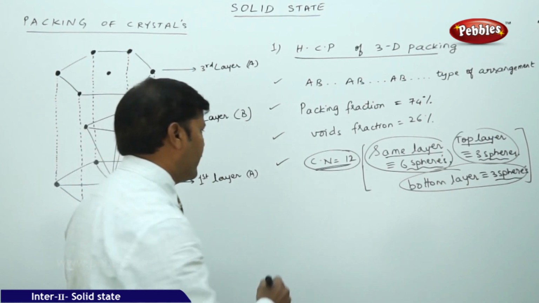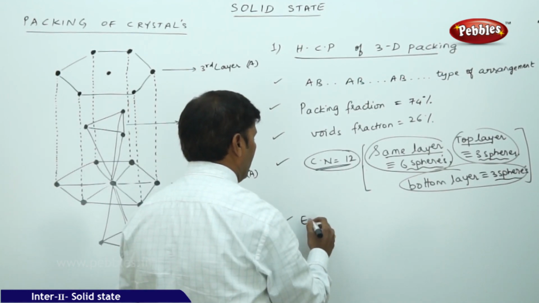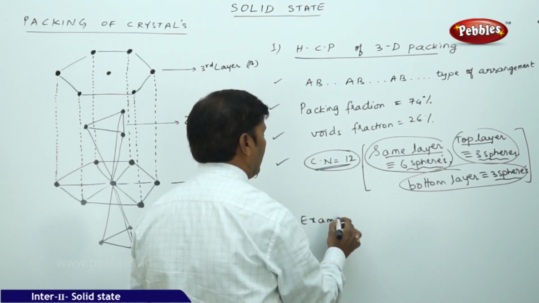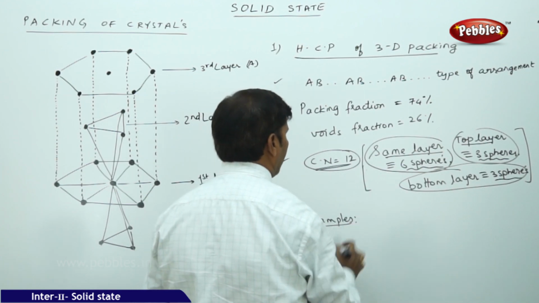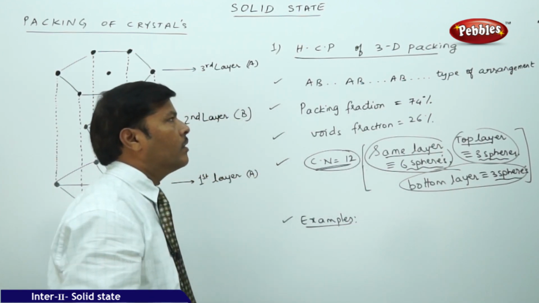And what are the examples we can take for the hexagonal close packing in the 3D packing of the crystal lattice?